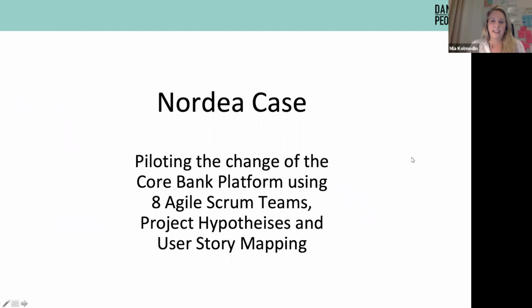I have a case from a bank in Sweden called Nordea, a Nordic bank, where we were piloting the change of the core bank platform using 8 teams, Scrum teams, as it says here. And we were creating project hypotheses and doing user mapping. We did personas and stuff like that too.